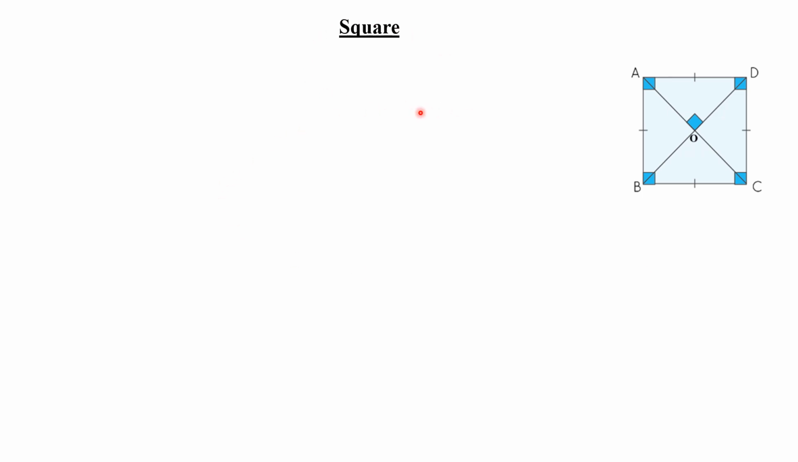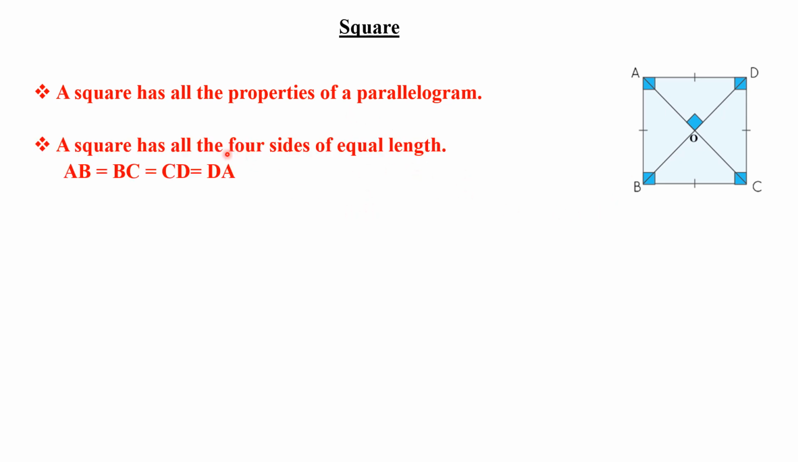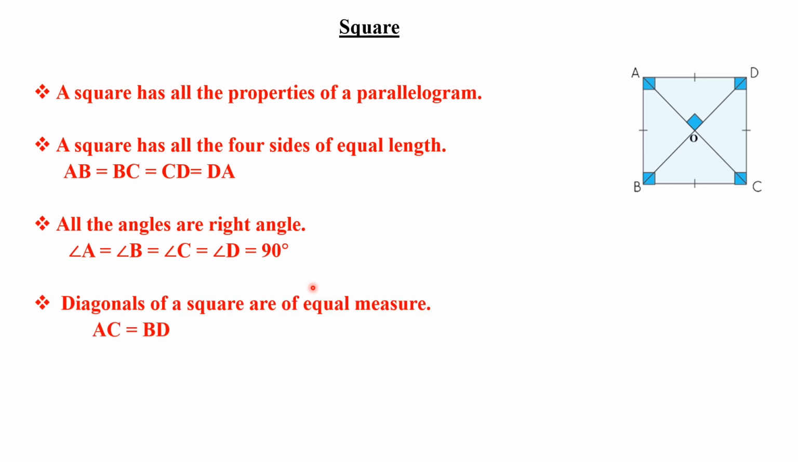Now the next parallelogram will be the square. A square has all the properties of a parallelogram. Means the opposite sides will be parallel and equal, and diagonals will be bisecting each other. Okay. So a square will also have all those properties. Apart from that, a square will have all the four sides of equal measure. So AB, BC, CD and DA, they all will be of equal measure. Moreover, all the four angles will also be 90 degrees. So angle A, B, C and D, they all will be equal to 90 degrees.